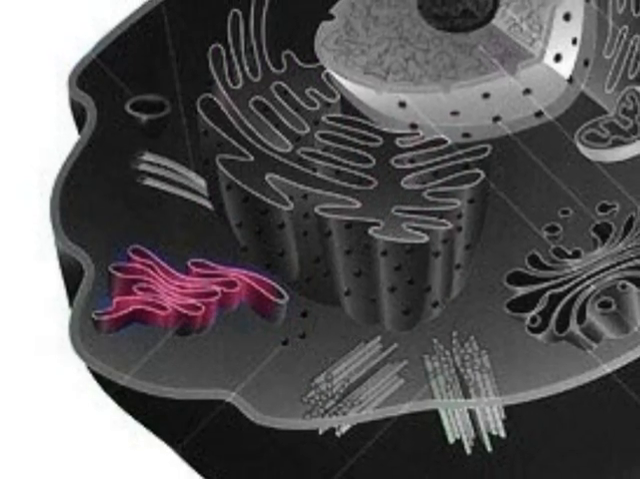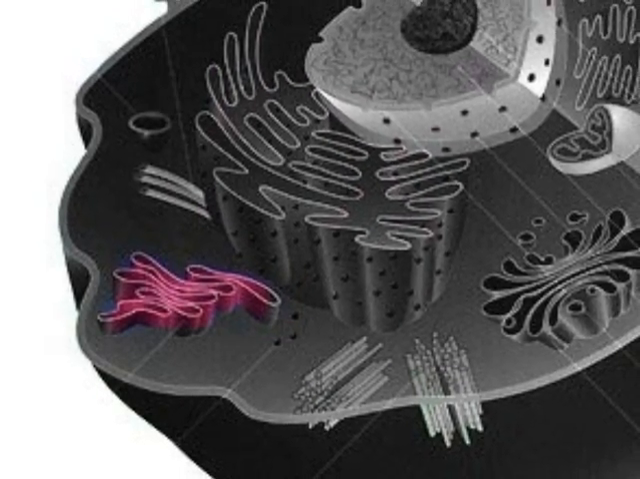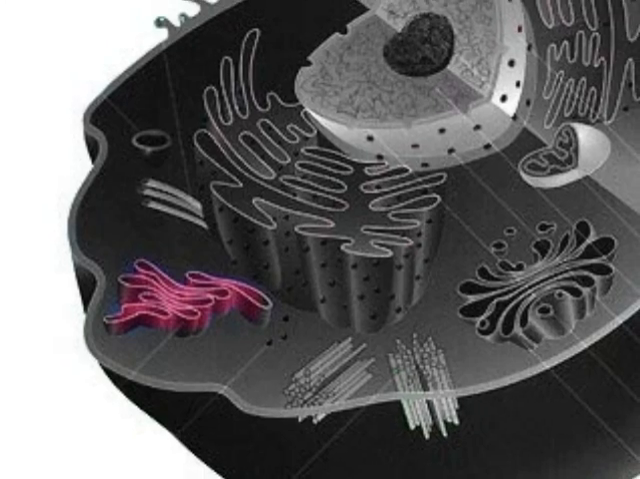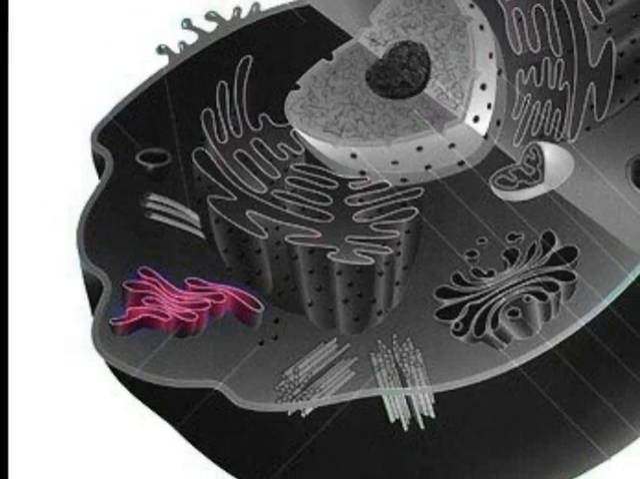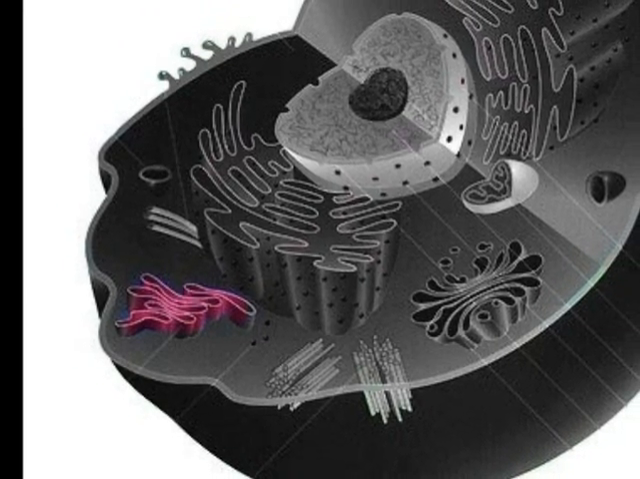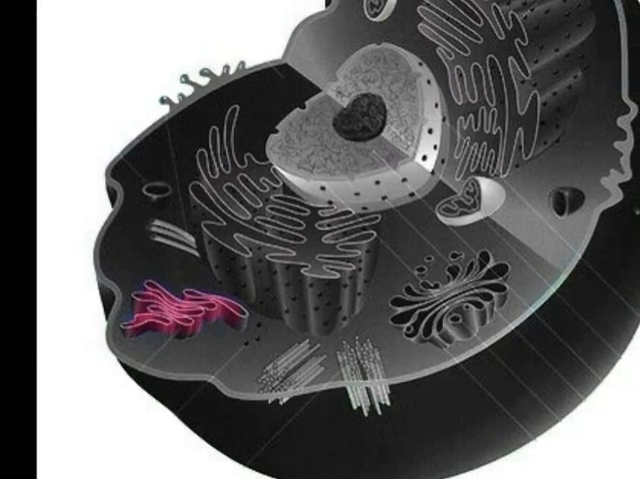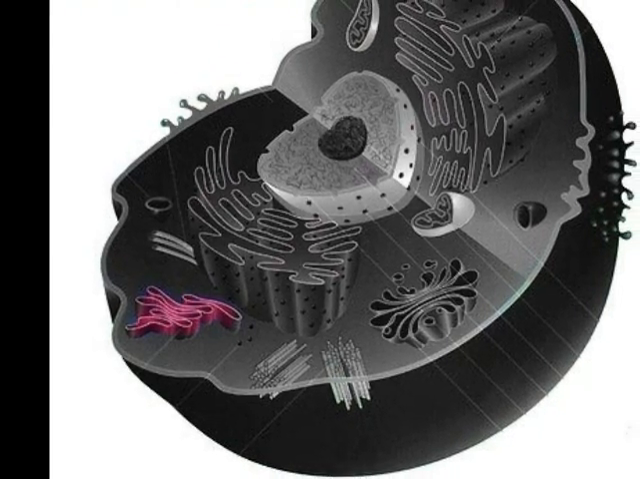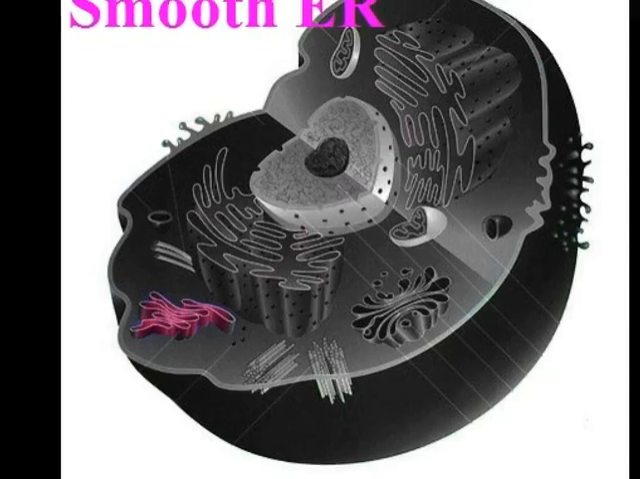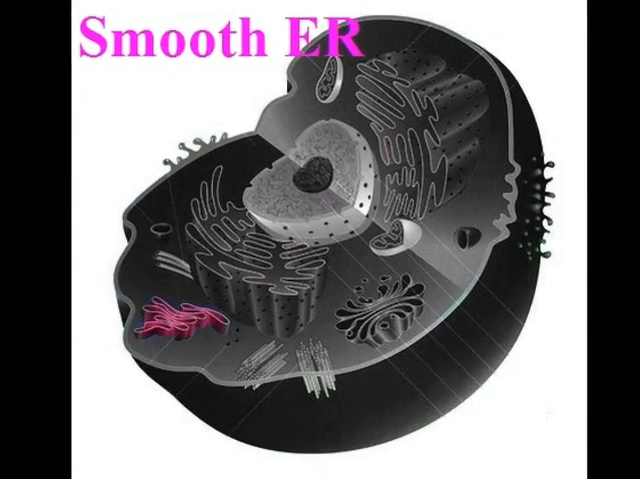Next to the rough endoplasmic reticulum is the smooth endoplasmic reticulum. The smooth ER is a membranous system of sacs and tubules, free of ribosomes. It is the site of lipid and steroid synthesis, lipid metabolism, and drug detoxification.